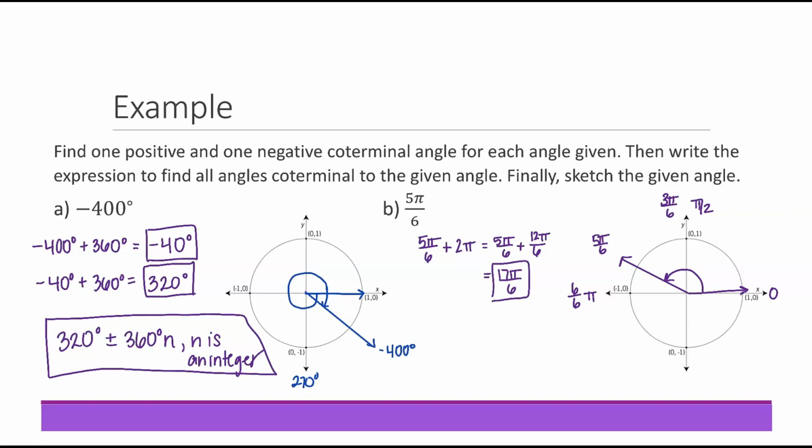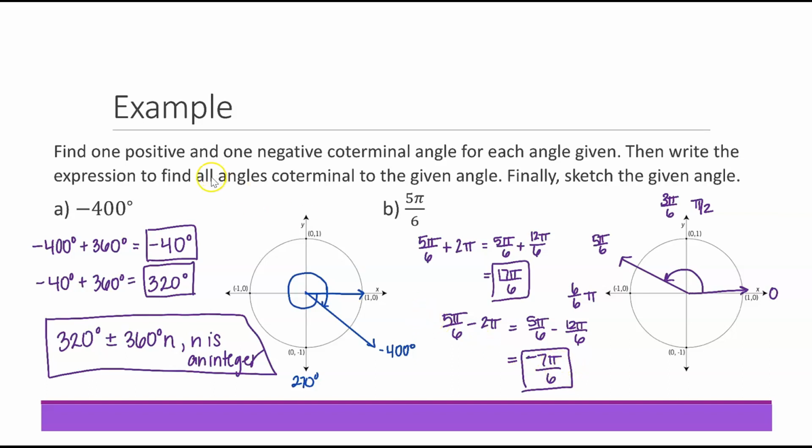To find a negative coterminal angle, I'll start with 5 pi over 6 and subtract 2 pi. We already know 2 pi can be rewritten as 12 pi over 6, so I'm just showing an extra step here. So we have 5 pi over 6 minus 12 pi over 6. Subtracting across the numerator, 5 pi minus 12 pi is negative 7 pi over 6. So here's a positive and here's a negative coterminal angle.